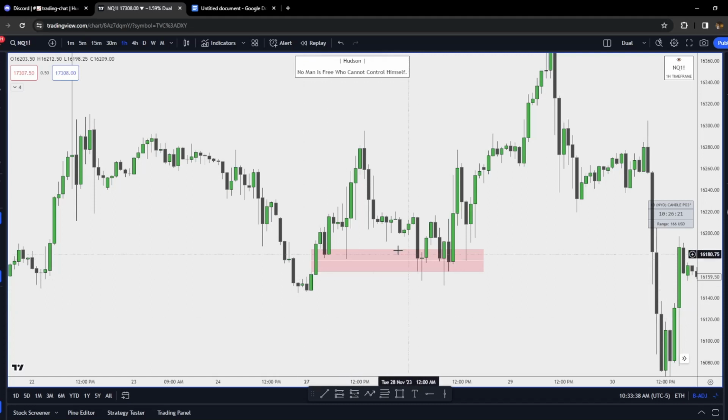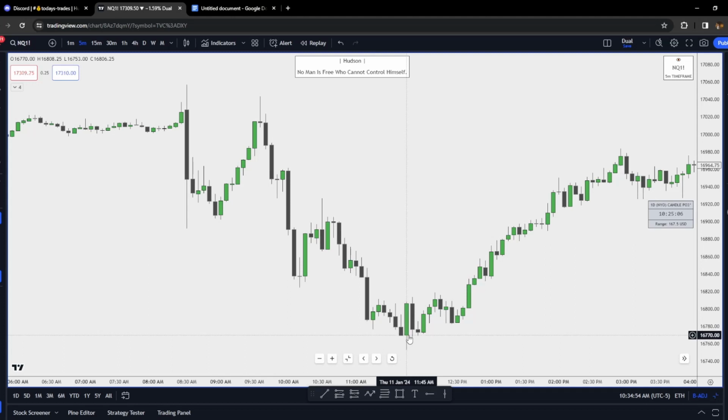Fair value gaps give you narrative in the market. If this was closed below, that means we now have bearish order flow. Notice all of these candles right here get run through, all of these fair value gaps. What becomes the draw? These highs. Notice we take them with this wick right here.